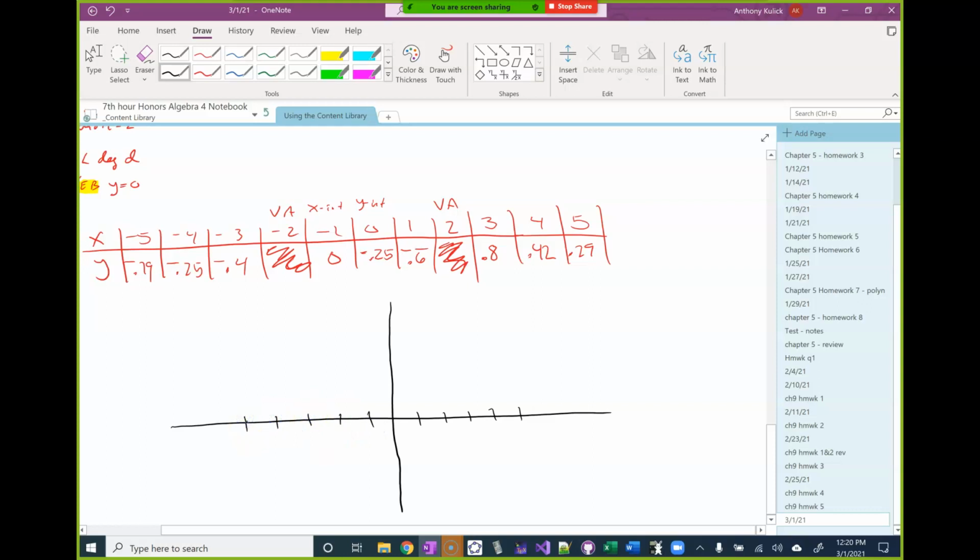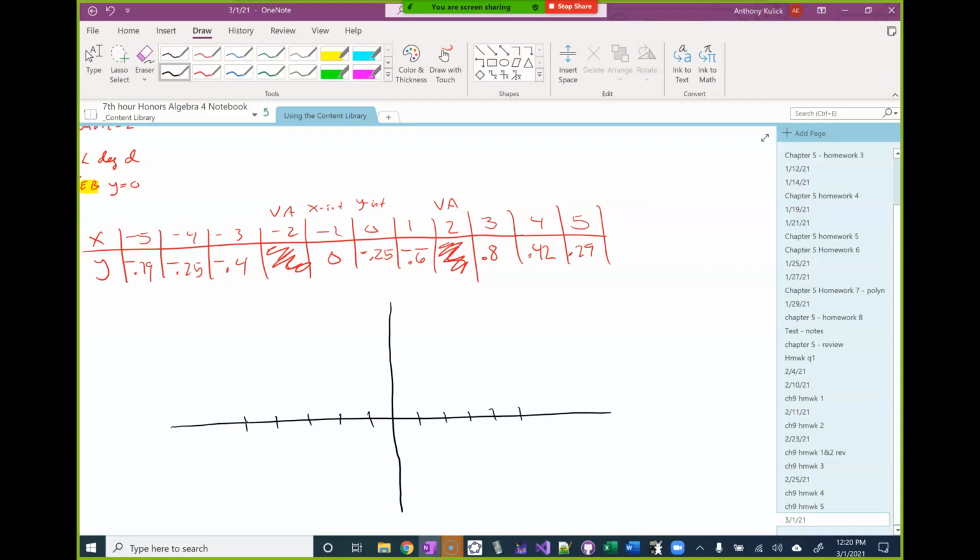Now, on my y-axis, what do you think I should go up by? Look at all my y-coordinates. They're all less than 1, right? What should I go up by? What should I scale my y-axis as? How about 0.1? Does that seem good to you guys?